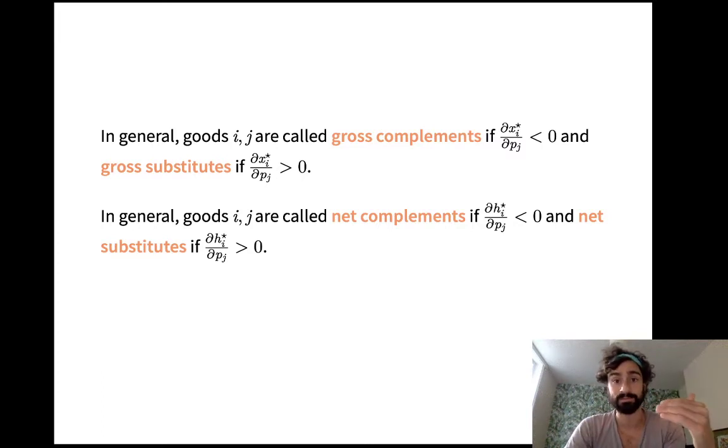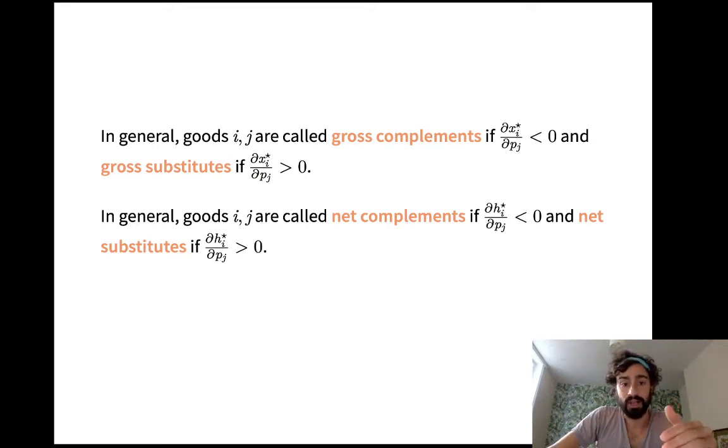That's a complement. That means the price changes: when the price of j goes up, it makes x less desirable, right? Because it's making j less desirable, it's also making i less desirable. The opposite is true if the derivative of x_i with respect to p_j is greater than 0. Then we call these things gross substitutes.